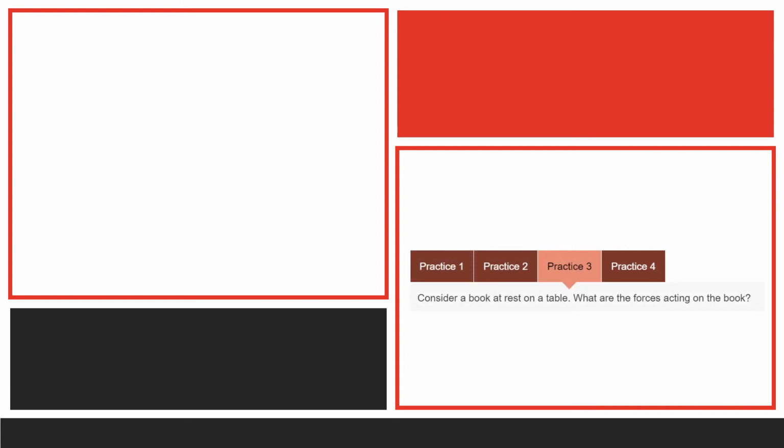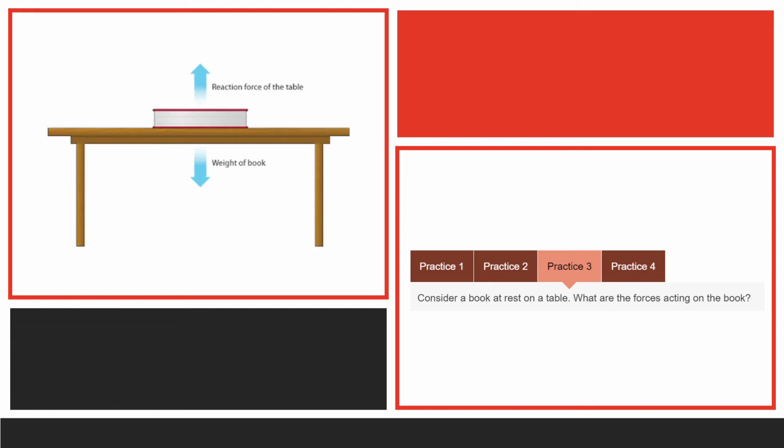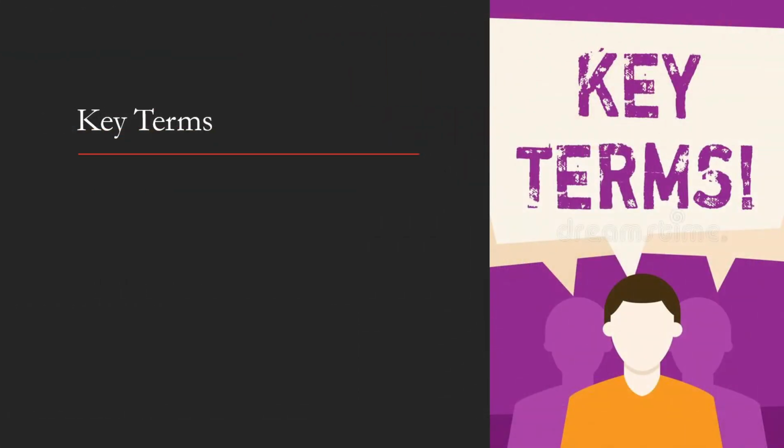Alright, and it says number 3, consider a book at rest on a table. What are the forces acting on the book? Well, this is the example that I was giving you with the cell phone, right? So of course the weight of the book is being pushed to the center of our planet, because pretty much what's happening is that gravity is acting on it, but the reaction force of the table is actually going up. And when it is balanced, it just stays in the rest position.